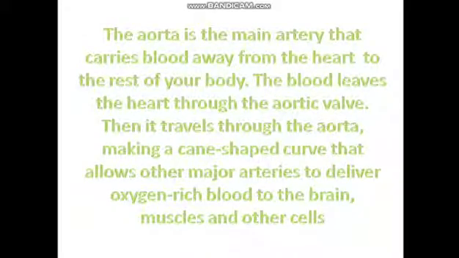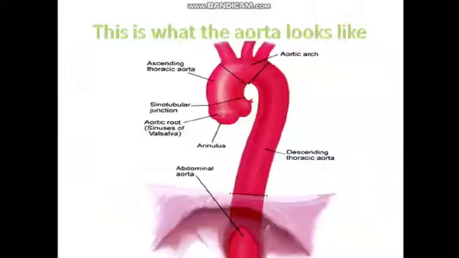The aorta is the main artery that carries blood away from the heart to the rest of your body. The blood leaves the heart through the aortic valve, then it travels to the aorta, making a cane-shaped curve that allows other major arteries to deliver oxygen-rich blood to the brain, muscles, and other cells. And here's the picture of an aorta. It looks like a cane.